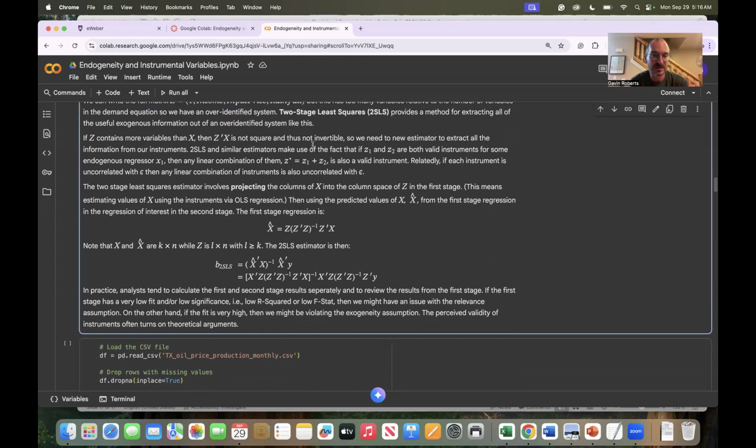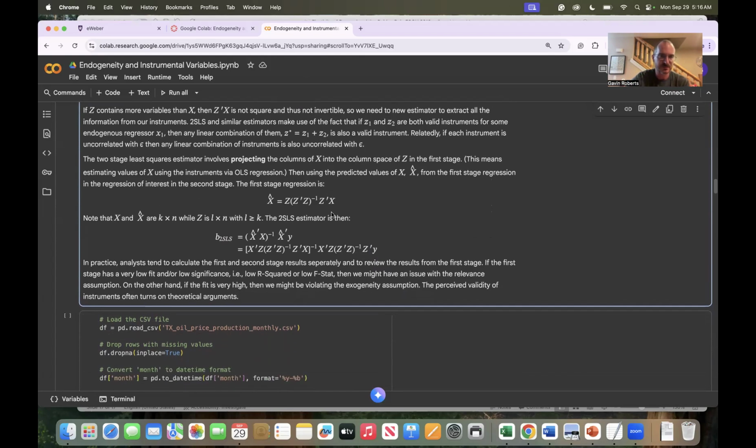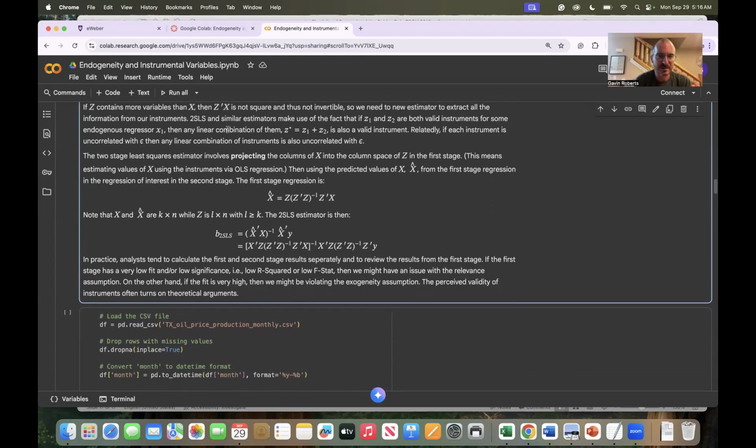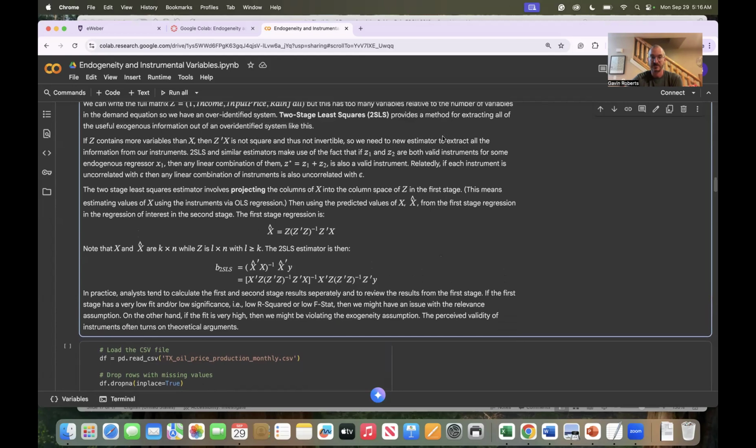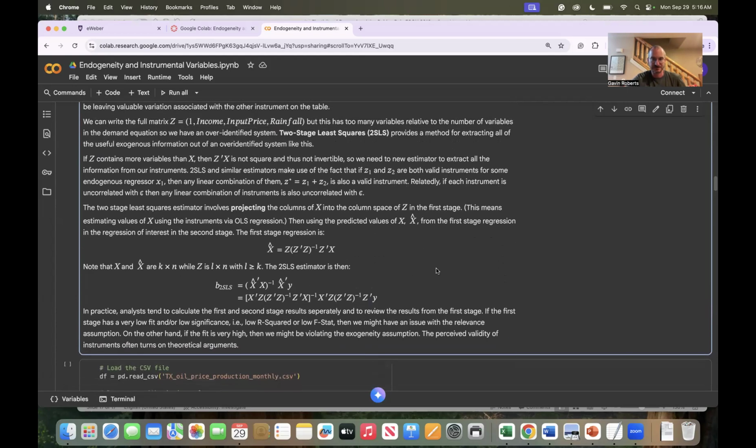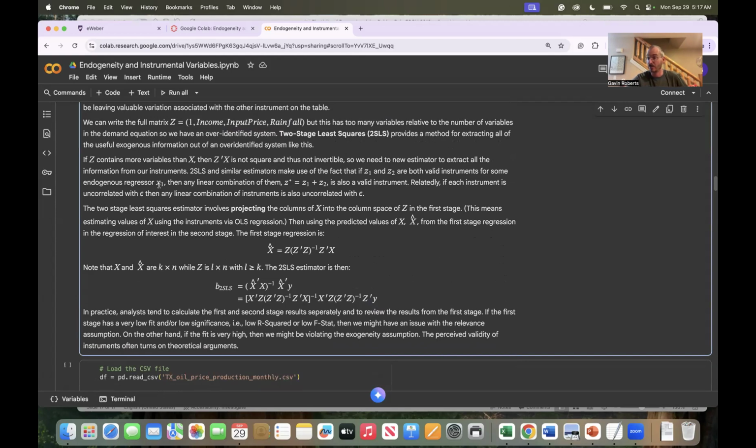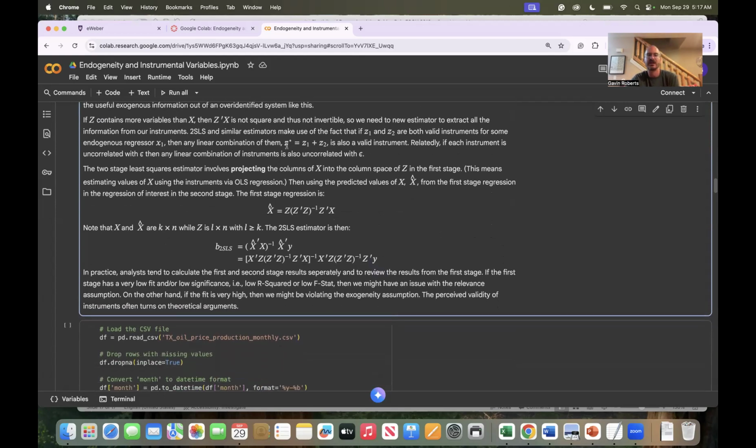So we can't use just that super simple method we mentioned above, but the intuition is the same. So we need a new estimator to extract all of the information from our instruments. Two-stage least squares is an estimator that makes use of the fact that if Z1 and Z2 are both valid instruments, so that could be like input price and rainfall, for some endogenous regressor X1 like price, then any linear combination of them, Z star, Z1 plus Z2, is also a valid instrument. Relatedly, if each instrument is uncorrelated with epsilon, then any linear combination of instruments is also uncorrelated with epsilon.